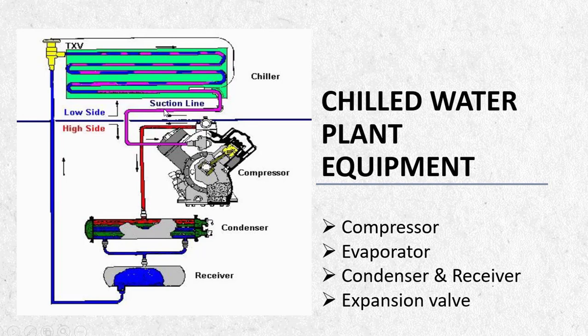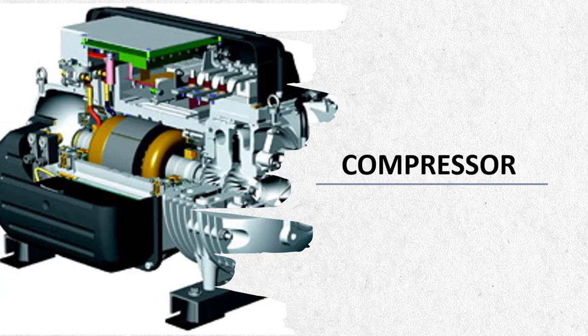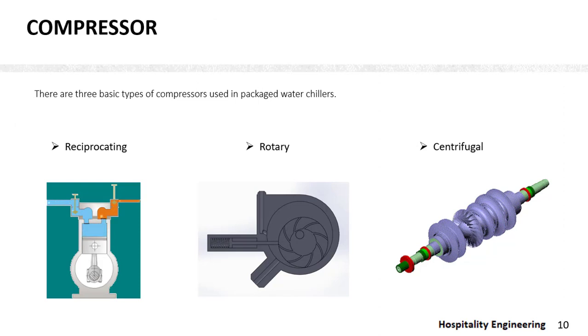So we can divide into the evaporator side, the low side, and the other side is the high side. Like we are able to divide this chilled water plant into two parts, low side and high side. Compressor. As we said, compressor is the heart of the system. We will see what are the important types of compressor used in the packaged water chiller.